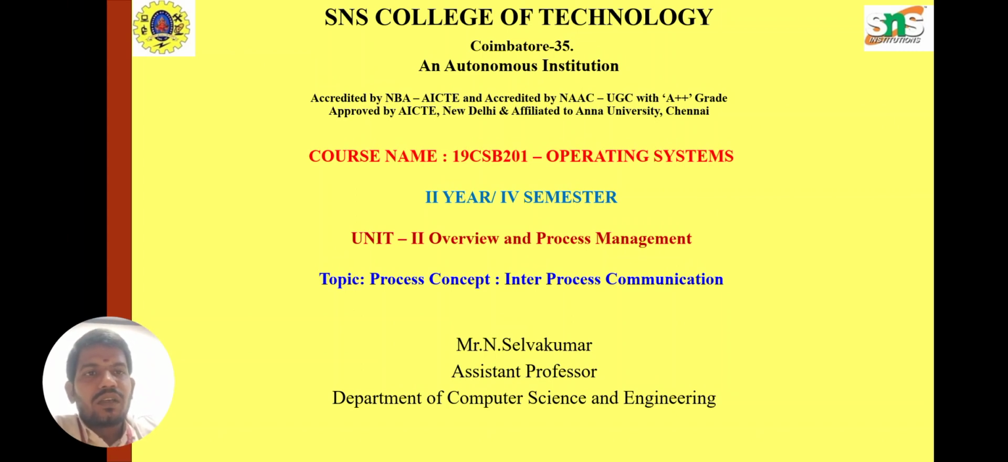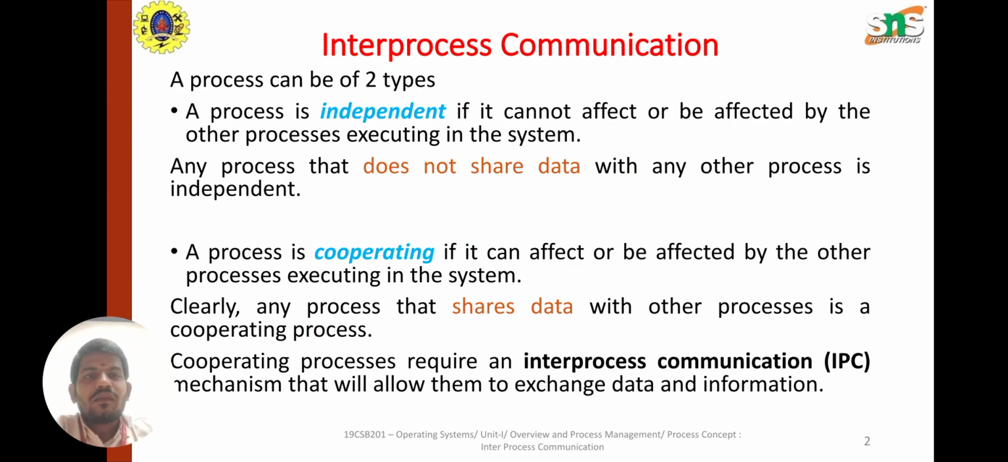Now I'm going to talk about the process concept in operating systems and interprocess communication. A process is independent if it cannot affect or be affected by the other processes executing in the system. Any process that does not share data with any other process is independent. A process is cooperating if it can affect or be affected by other processes executing in the system. Clearly, any process that shares data with other processes is a cooperating process. Cooperating processes require an interprocess communication mechanism that will allow them to exchange data and information.